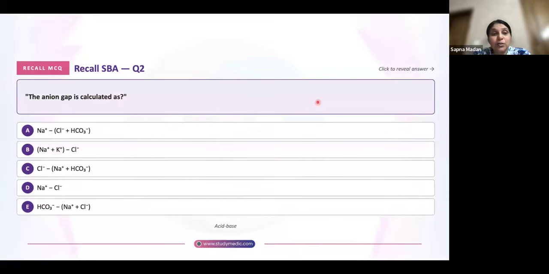The anion gap, how is it calculated? Is it the difference of sodium and the sum of chloride and bicarbonate ions? Is it the sum of sodium and potassium minus the chloride ions? Is it chloride ions minus sodium and potassium bicarb sum? Is it sodium minus the chloride? Is it bicarbonate minus the sodium plus chloride? So what is the answer?